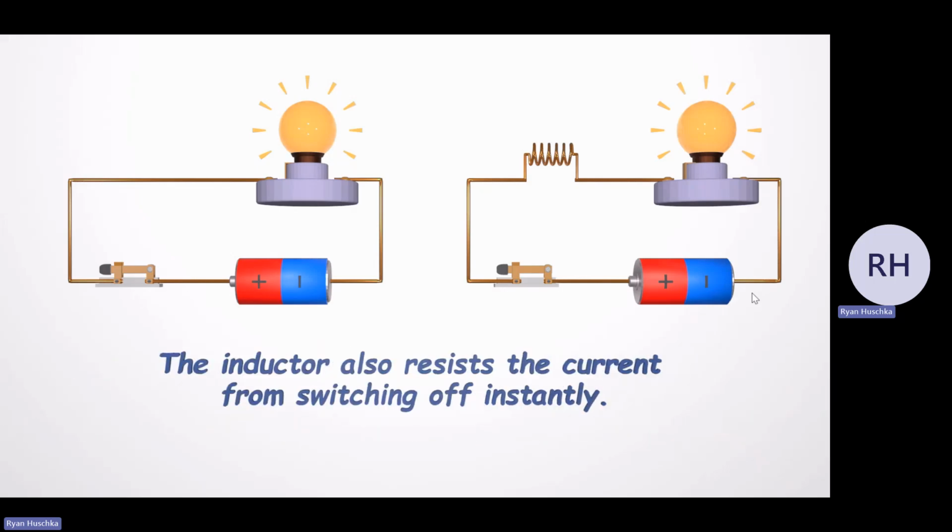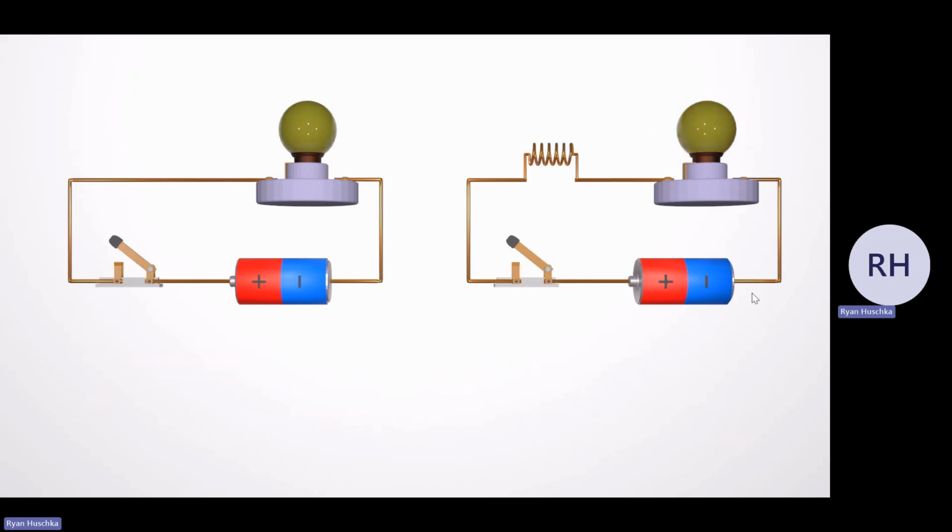The inductor also resists the current from switching off instantly. The current won't just stop flowing in the inductor in an instant. So when you switch off the power, the inductor will try to continue the current flow. It does this by quickly increasing the voltage across its terminals. It actually increases so much that you can get a little spark across the pins of your switch. This is because the inductor is a component that resists changes in current.